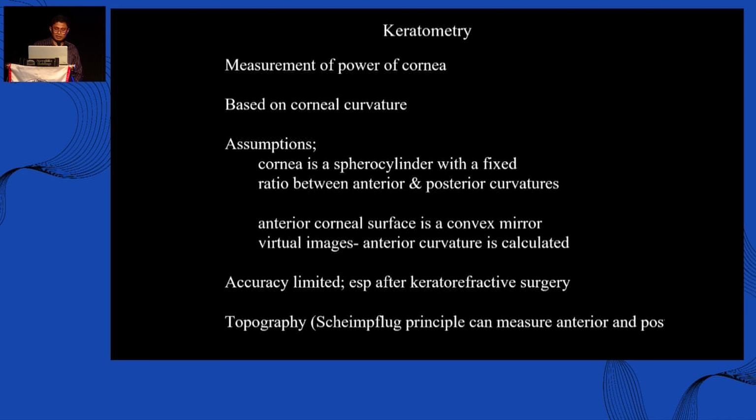The anterior corneal surface is a convex mirror. So the Purkinje images will help you arrive at the power of the anterior cornea. Then, because of the first assumption, you can calculate the posterior corneal power. If we are in doubt, we can resort to topography. And with the Scheimpflug principle, we can measure anterior and posterior surfaces separately and calculate the true corneal powers.